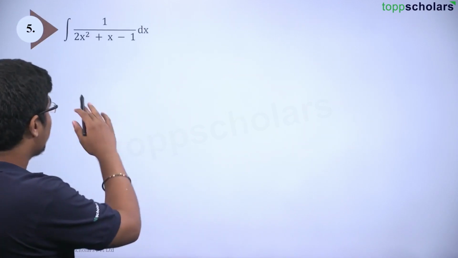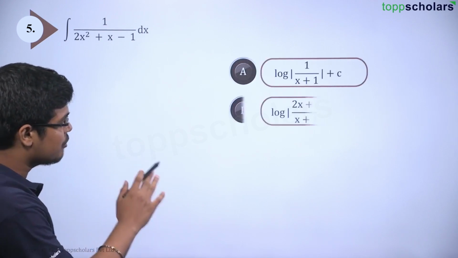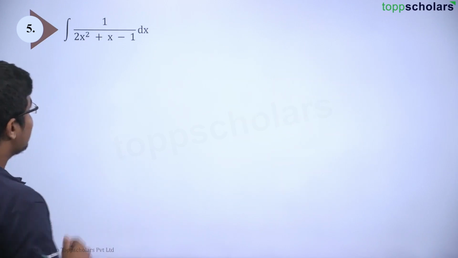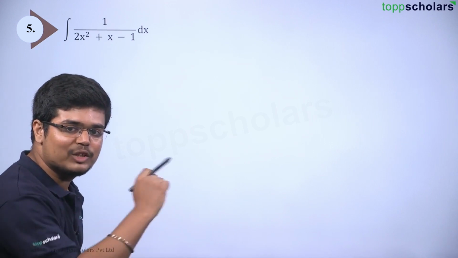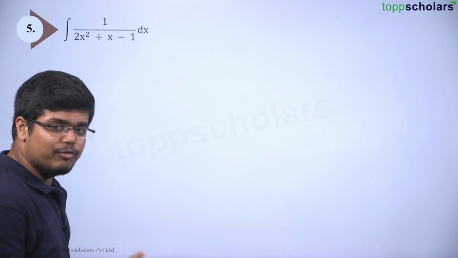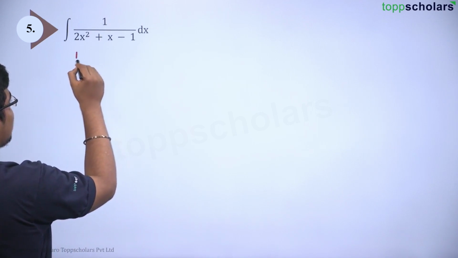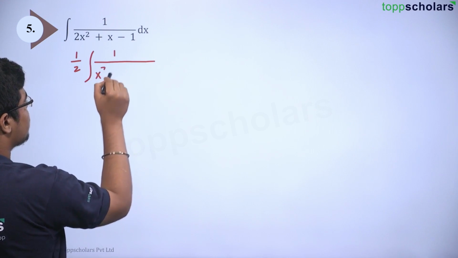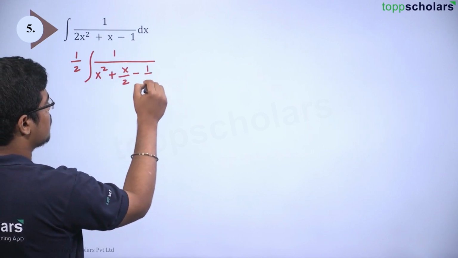The next question that we have is, we have to integrate 1 upon 2x square plus x minus 1. So here, students, these are the 4 options that we have. You have to realize, students, that to integrate this function, we have to use the method where we create a perfect square in the denominator. For that, we first take 2 common from the denominator. So we'll take 2 common outside from the integral. So we have 1 upon x square, x becomes x by 2, minus 1 becomes minus 1 by 2.